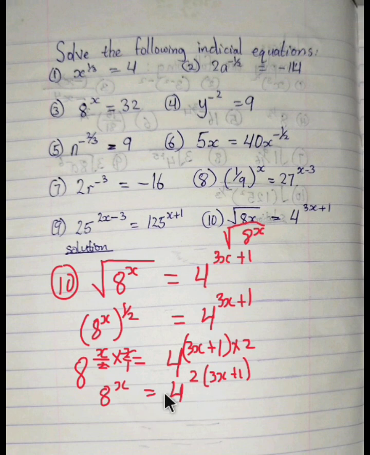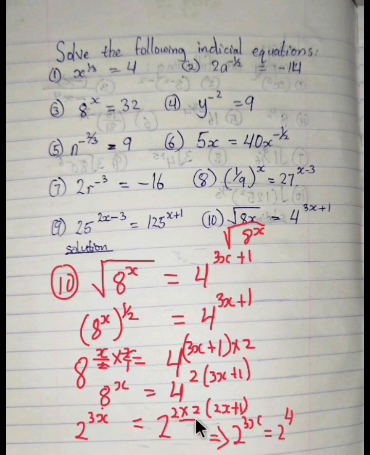So 8 and 4 could be written in index form. 2 raised to power 3 is 8. So we have 2 raised to power 3, raised to x. That gives me 2 raised to power 3x. On the other side, we are going to have 2 raised to power 2 times 2, bracket 3x plus 1. Let me write one more line. 2 raised to power 3x is equal to 2 times 2, that is going to be 4, bracket 3x plus 1.